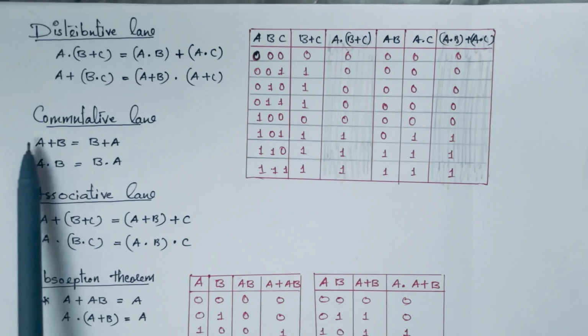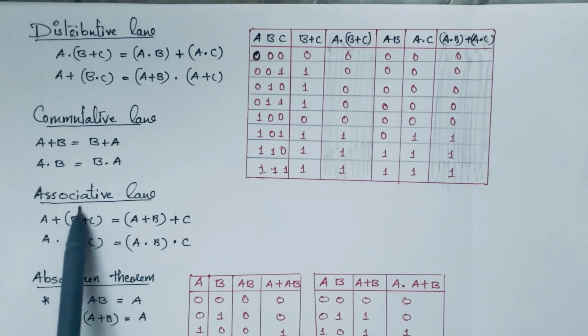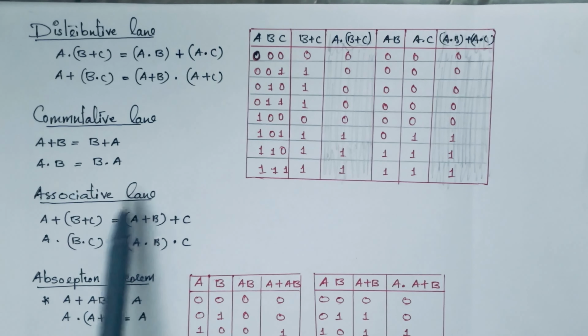Now the next theorem is the commutative law. So commutative law is what? A plus B is equal to B plus A and A dot B is equal to B dot A. So Boolean algebra also satisfies the commutative law. Next we have the associative law. What is the associative law? (A plus B) plus C is equal to A plus (B plus C).